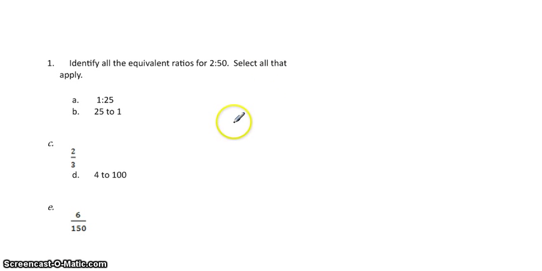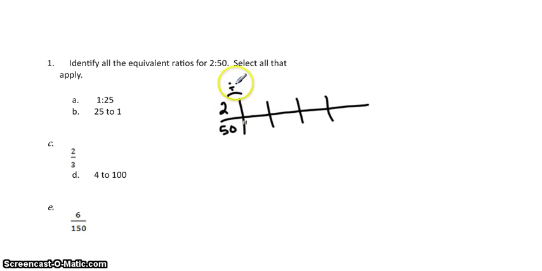Identify all equivalent ratios for 2 to 50. So I'm going to go ahead, since I have all these different ratios I have to find out, and I'm going to put it in a ratio table to find all equivalent ratios. So I have 2 and I have 50 in that order. I'm going to first go ahead and find a unit rate, which is 1 to 25. And I see here's 1 to 25, so this is one that applies.